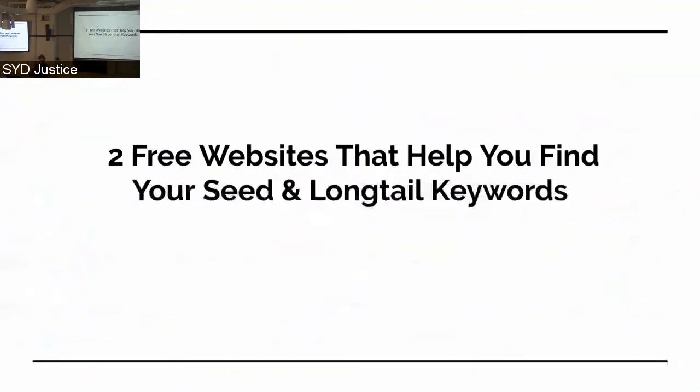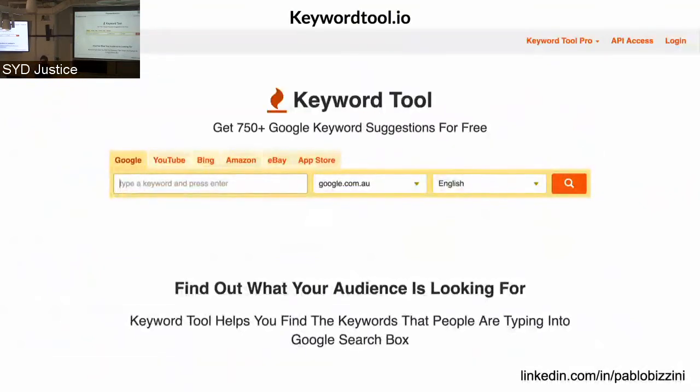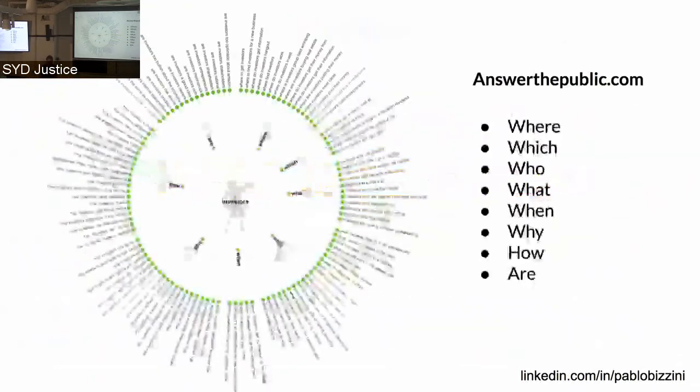And what do I do from there? I'm going to give you just 2 free tools that you can use to search your seed keyword and then your long-tail keywords. The first one is keywordtool.io. With this, you are able to search for the keyword volume and find your seed keyword. You'll be able to make sure, before writing an article, that people are searching for your keyword. And then once you've got that, answerthepublic.com.